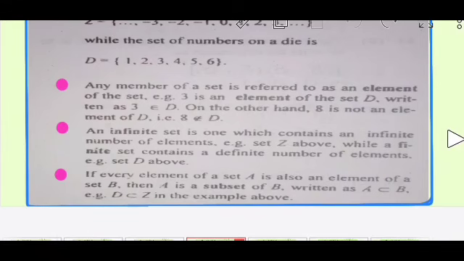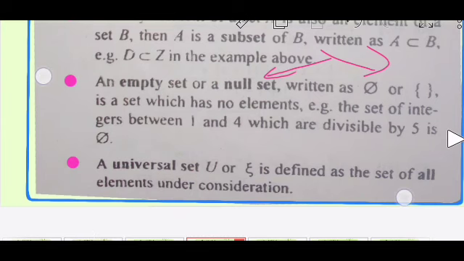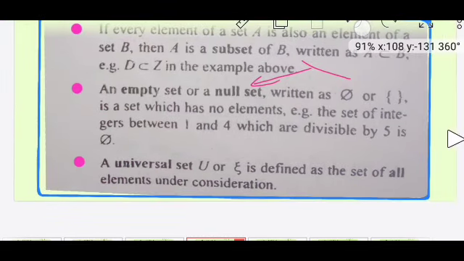For example, the set of integers between 1 and 4 which are divisible by 5 is an empty set. There is no element that is divisible by 5 between 1 and 4, and that is why it is an empty set. Now the next terminology is universal set.